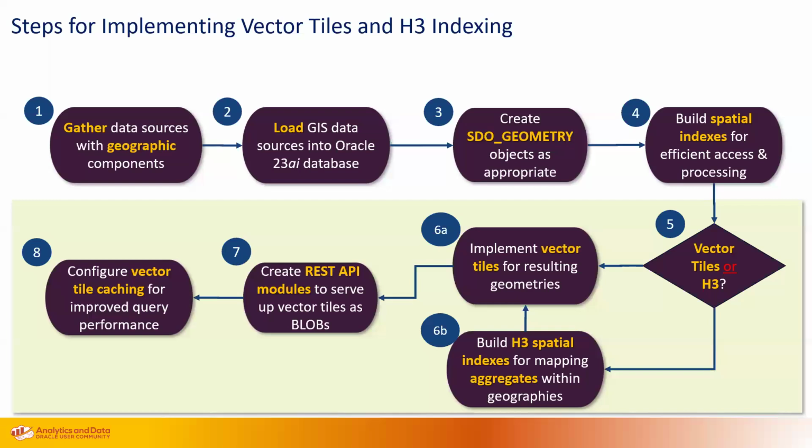And that light green box at the bottom, that's what's new, folks, in 23ai. Starting in 23ai, I have the ability to generate what are called vector tiles, and I'll show you what those are in just a minute, or aggregate data with something called H3 indexes. And the really, indexes is kind of a misnomer because it's really a summary table, as we'll show you. H3 is really designed for aggregation, and I'll show you an example of that in a bit. Vector tiles are for showing geometry extremely effectively on a map.